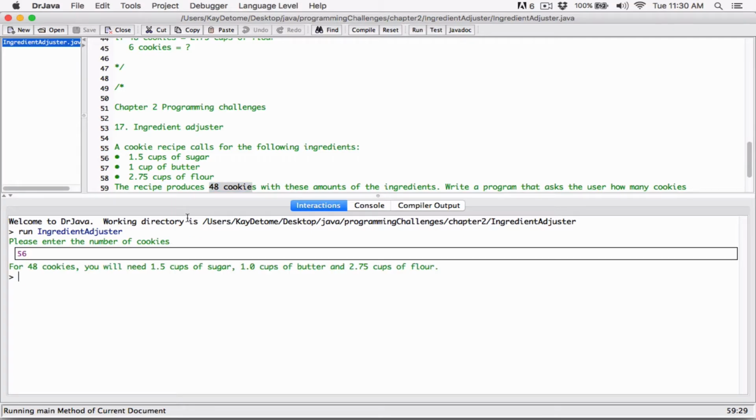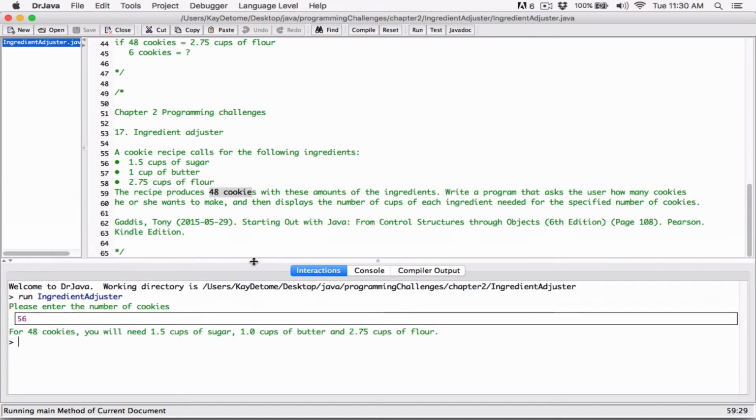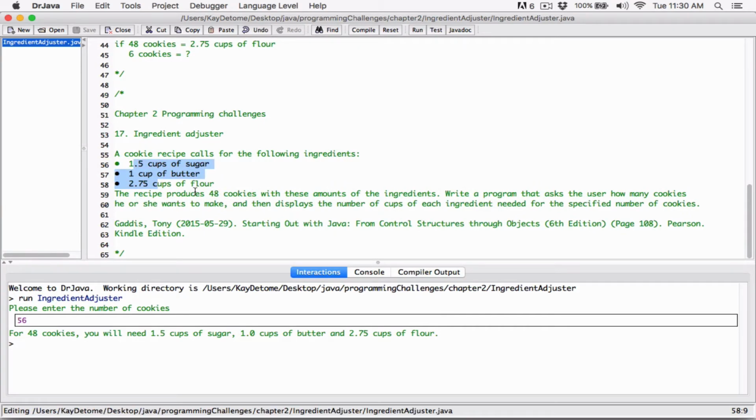So let's try something like 56. See? It's for 56 cookies. It's saying for 48 cookies, you will need 1.5 cups of sugar, 1.0 cups of butter, and 2.75. That's not right, because these are the same ingredients needed for 48 cookies. So if 48 cookies gives us these ingredients, it shouldn't give us the same thing when we put in 56 cookies. So that's a problem here.